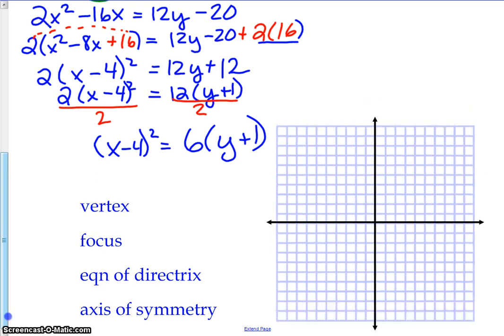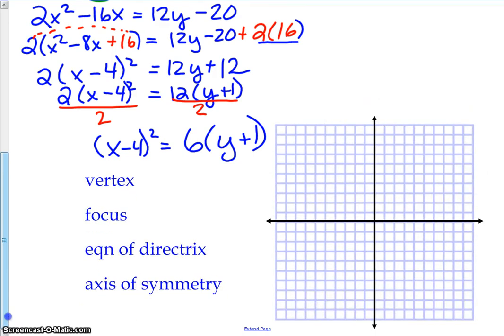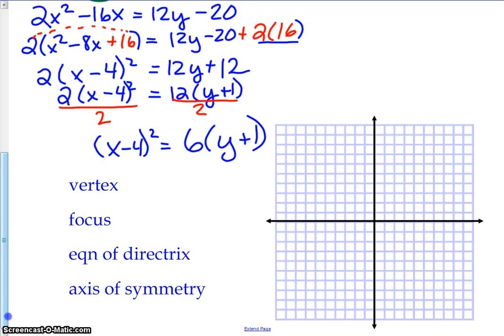We could graph that. All right, so what we're looking for right here, first of all, is our vertex. Our vertex would be the value 4 comma negative 1. So I got my 4 from here and I got my negative 1 from there. I'm going to come over here up in the corner and say 4p would have to equal 6, which means p would equal 6 over 4, which is really 3 over 2. It'd be easier if I show that as a decimal. It's really 1.5.